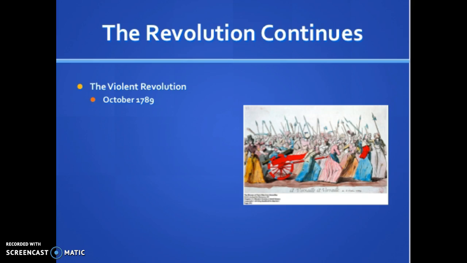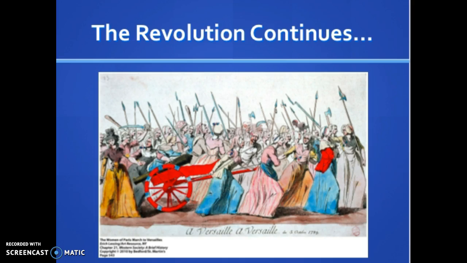Once again, we're going to shift back to Paris. The food crisis continued as Paris grew closer to winter. This concern over food and food prices will lead once again to violent action. In October of 1789, a Paris mob will march on the King and Queen's royal palace at Versailles. Like the storming of the Bastille, this was one of the key moments in the early days of the Revolution.